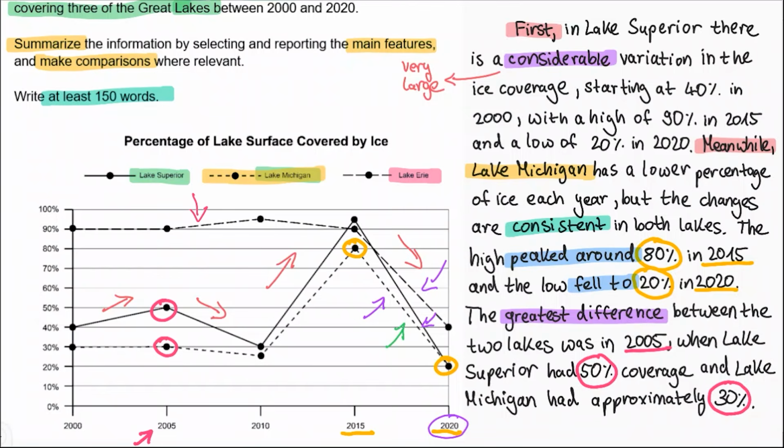Have a look at these two parts. Lake Superior had 50% coverage, and Lake Michigan had approximately 30%. Both have the pattern of lake name followed by percent. I added approximately to Lake Michigan because it's a great way to show that the number is not exact, but close. I slipped this in to show off my vocabulary. Make sure you use words like approximately, about, around in IELTS Writing Task 1 because they make your band score go up. Now it's time to mention Lake Erie.